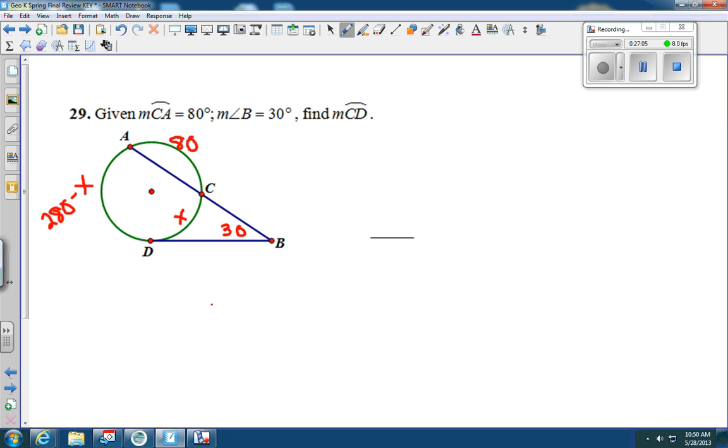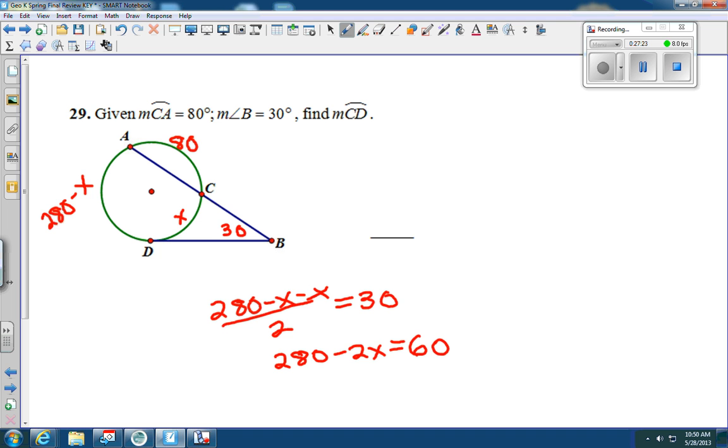So by the theorems we learned, we know that this is 280 minus X, this arc minus this arc, minus X divided by 2 equals 30. So 280 minus 2x equals 60. Subtract 280, divide by -2, and I get 110. That's what x is, and that's what I was looking for, the measure of arc CD.